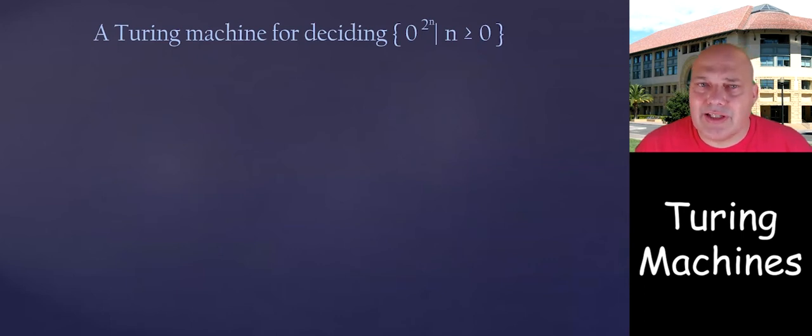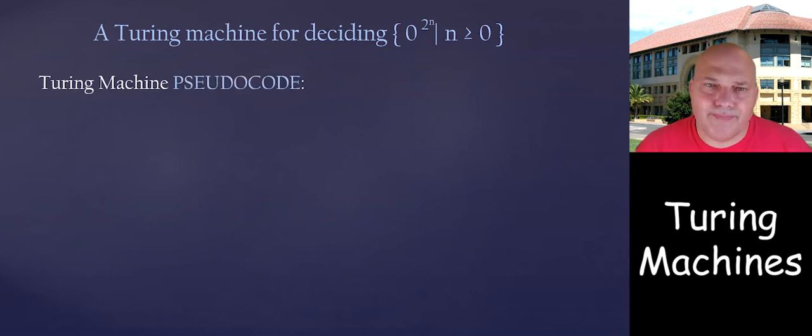So let's see another example, a Turing machine for deciding. This is on the easier side: deciding the language that contains all the strings of zeros that have a perfect power of 2 of zeros. So 0 to the 2 to the n for any n larger than or equal to 0. So the language contains the string with a single zero, with 2 zeros, with 4 zeros, with 8 zeros, etc.